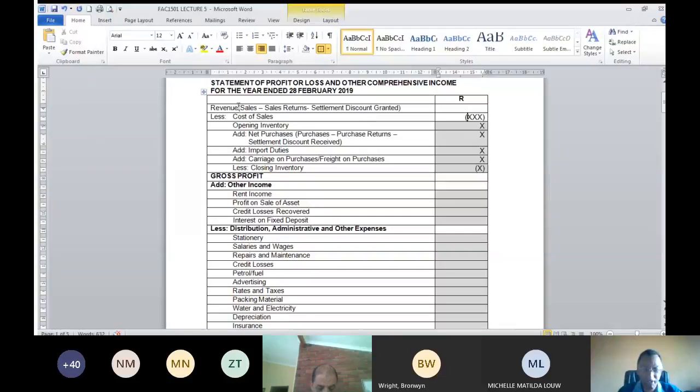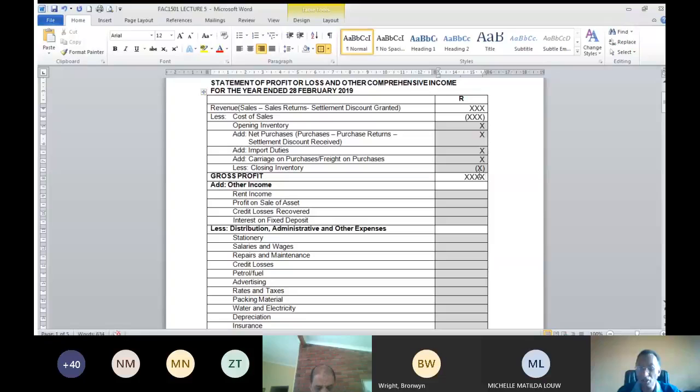So let me just go over this first section again. It is the revenue minus the cost of sales. So you will get a revenue amount over there minus the cost of sales. Now, cost of sales in itself is a calculation. It is opening inventory plus the purchases plus import duties plus freight on purchases minus the closing inventory, and that will give you your gross profit.